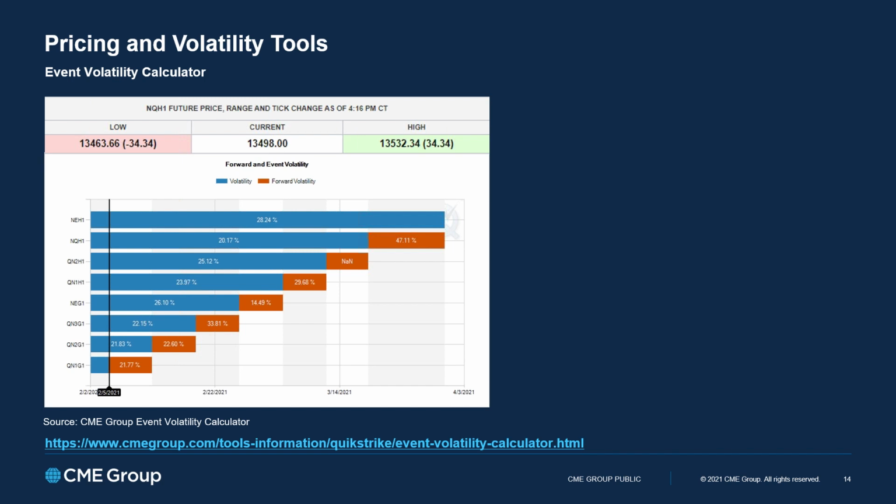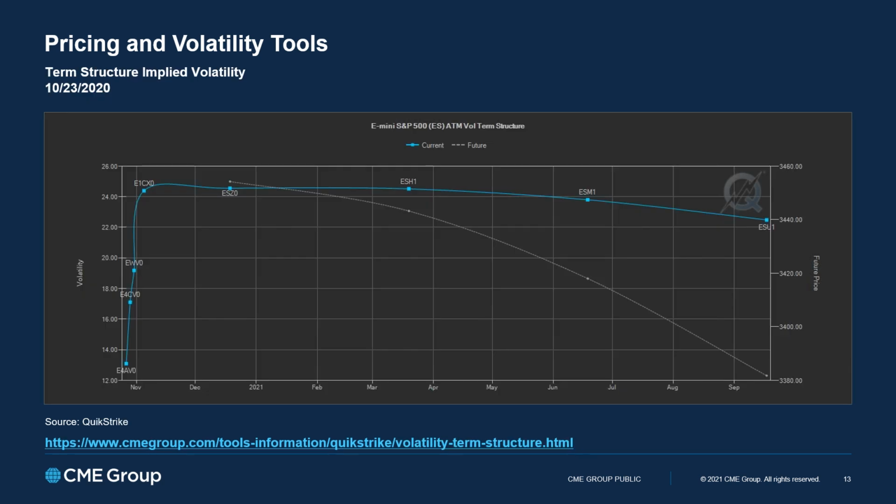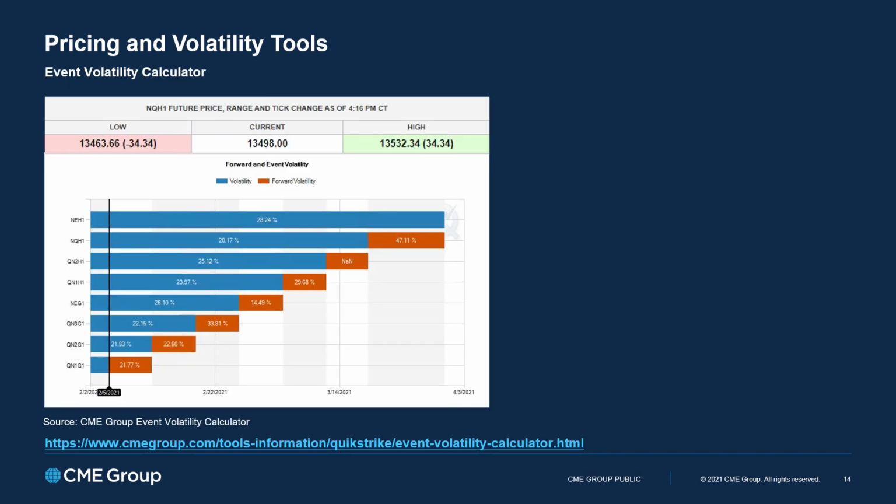So what we do is we go back and we look at the term structure that's on this graph. Based on the difference between the expiration that is in question, in this case the Friday jobs number, and the expirations around it, and the volatility of the expirations around it, we try to isolate the impact that that jobs release number is going to have on the futures.